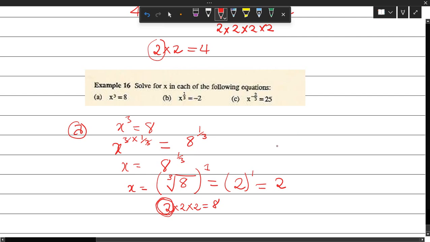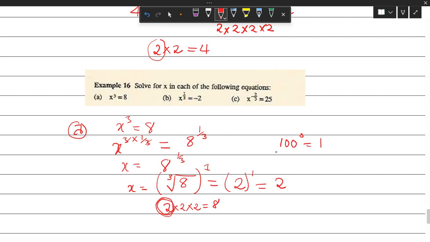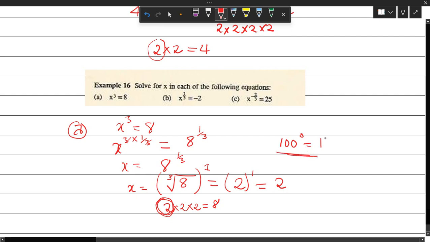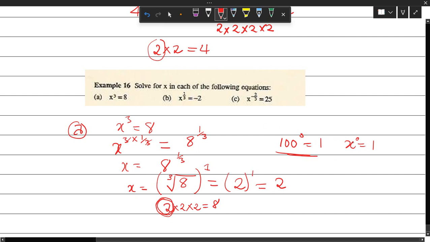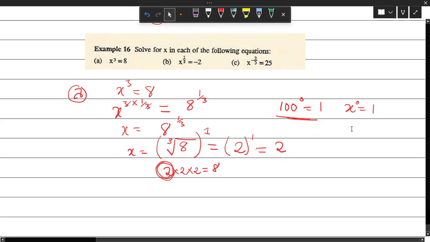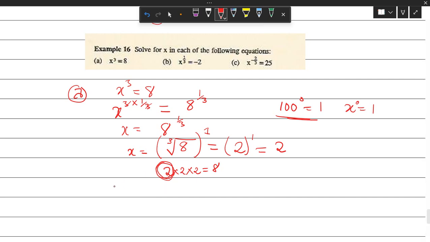So again, any number to the power 0, we know is 1. So if it's 100 to the power 0, we know it's 1. Just know that any number or letter or variable, let's say even x to the power 0, is still 1. Basically any number, it can be x, because x can be an integer. Anything to the power 0 is 1. That's the basic mathematics we grew up with. Anything raised to power 0 has to give you 1. Okay, so let's solve part B.